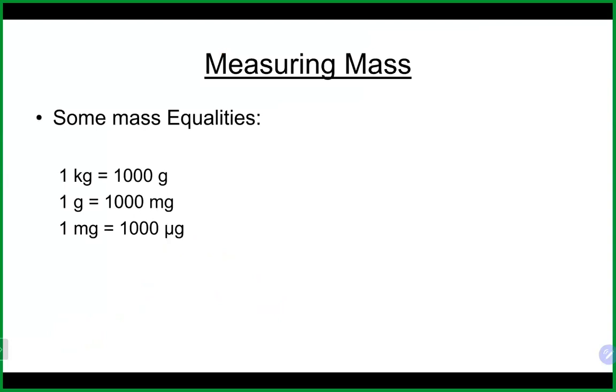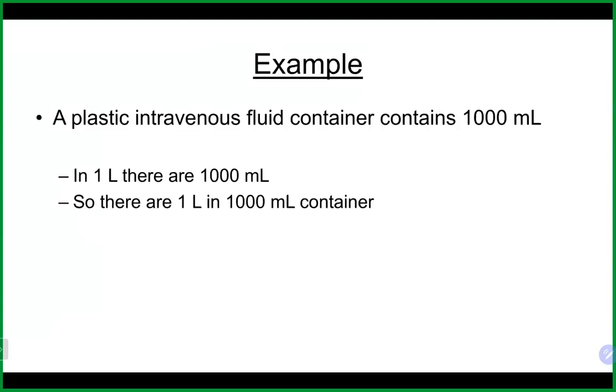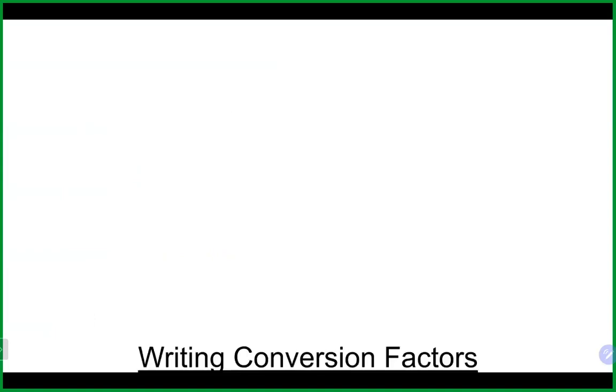All right, and then a couple of mass ones that are important. Definitely these come up a lot. 1 kilogram is 1,000 grams, and 1 gram is 1,000 milligrams. Those are 2 conversions that we use a lot, so make sure that you know those. All right, so we're going to skip a couple of those.